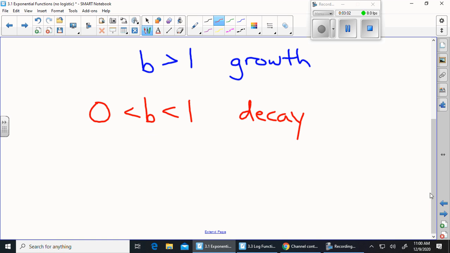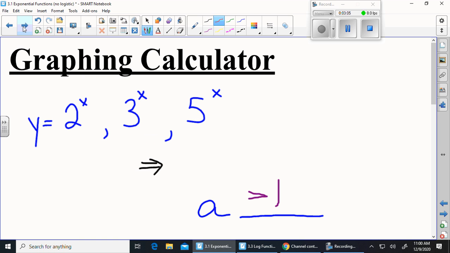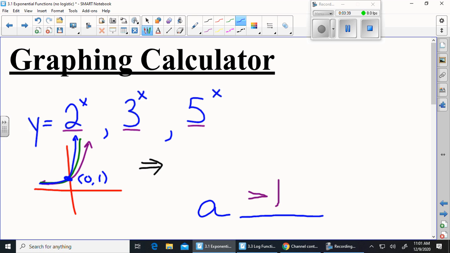Okay? So next thing we really think of, we look at the graphs. Well, I hope we remember exponential growth. This would be growth, b greater than 1. So if I'm looking at this, 2 to the x would be this. 3 to the x is going to go up quicker. 5 to the x is going to go up quicker still. They're all still going through this point, (0, 1), because anything to the 0 power is 1.